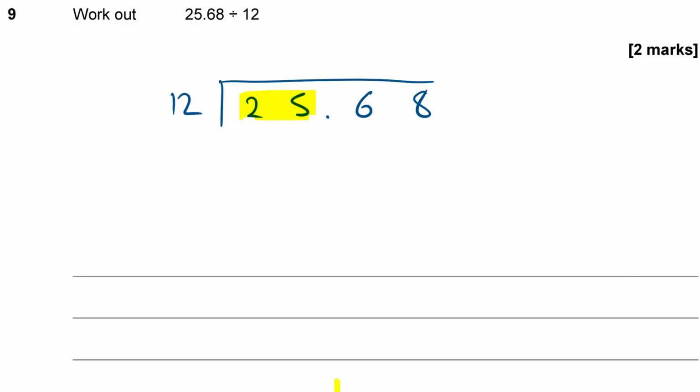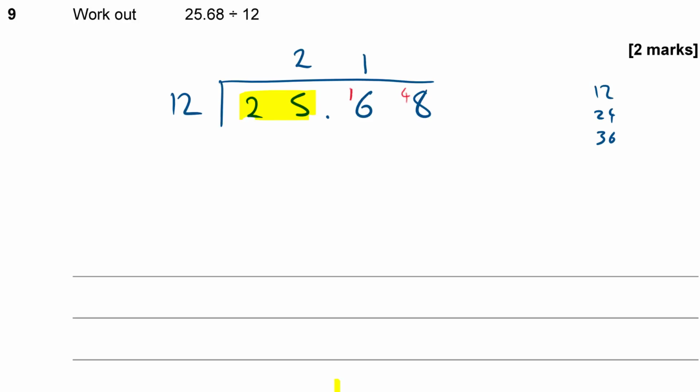So how many times does 12 go into 25? It goes in twice. 12, 24. Next one up is 36, which is too many. So it's going to go in 2 times. And then the remainder is, well, 2 12s are 24, so the remainder is 1. So I'm going to carry 1 over into the next number. So now I see how many times 12 goes into 16. It goes in once, and the remainder is 4.